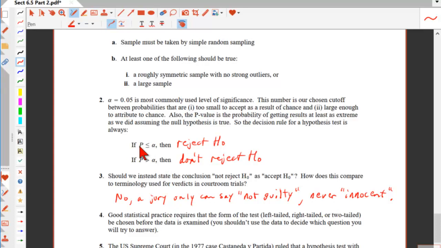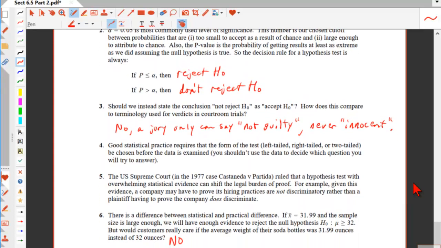If the p-value is really small, you say, I don't believe the null hypothesis. That's too small of a probability to be believed, and you reject the null. If the p-value is greater than the level of significance, then we say, that could be believable. I won't reject the null hypothesis.